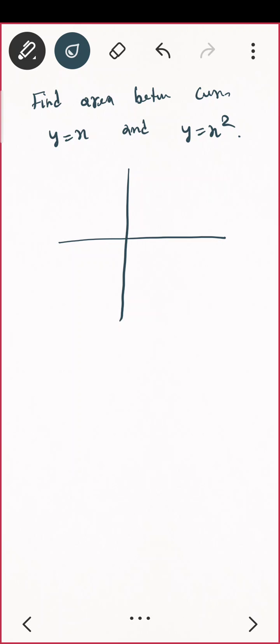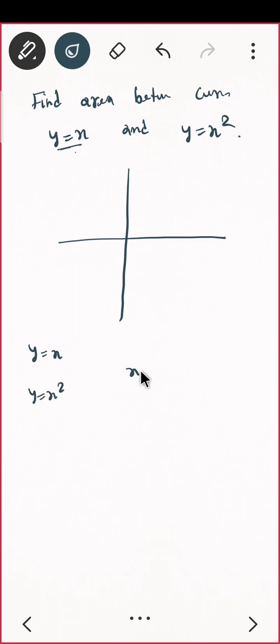By solving these two equations. Is that okay? So same here also. If you want to find the intersection point of these two things, then you should put this thing in this one. That means you should solve this equation together. That is, you are given y equal to x and y equal to x square.